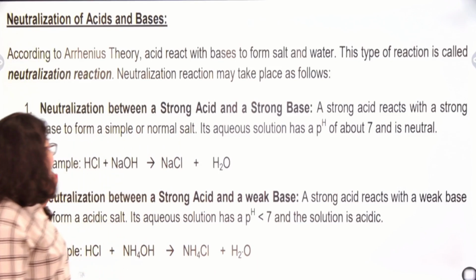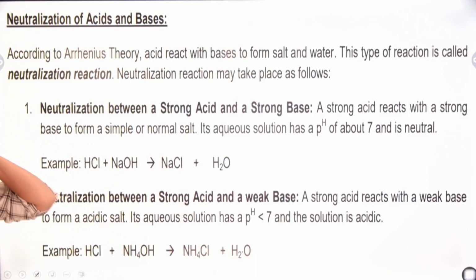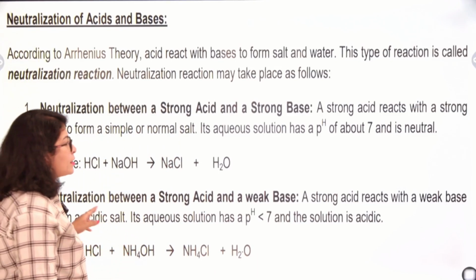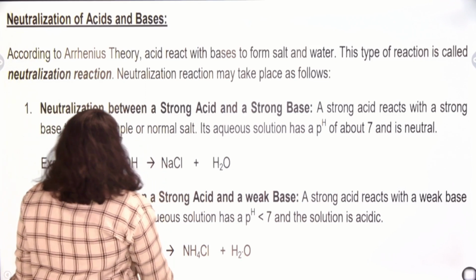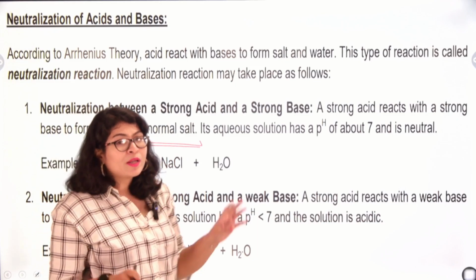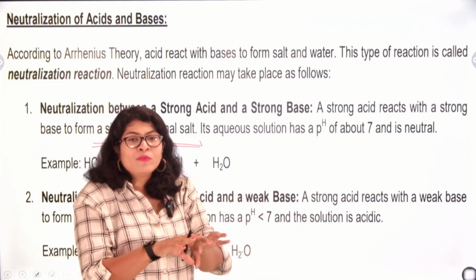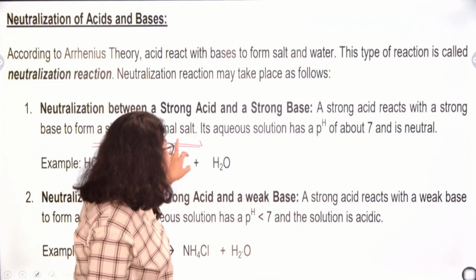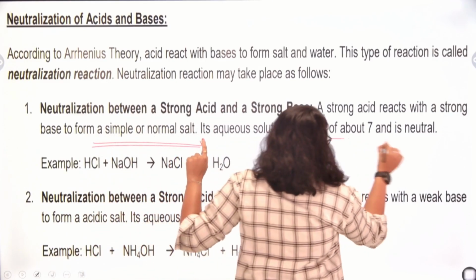If I say neutralization between a strong acid and a strong base, the strong acid reacts with a strong base to form a normal salt, or I can say a neutral salt. Both are equally strong, so the salt formed will be a neutral one. The aqueous pH is about 7 and is neutral.